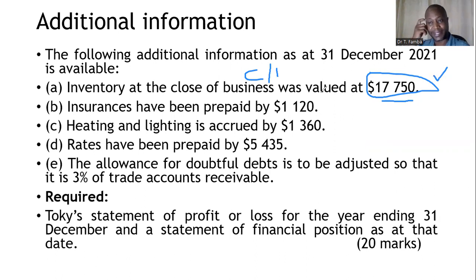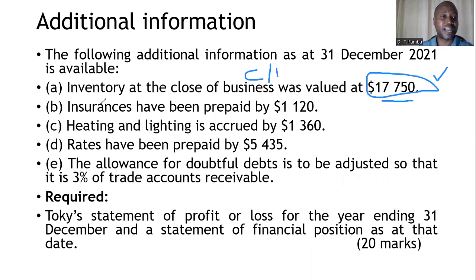What we are simply saying is that after we have traded, we remained with a certain amount of goods, and the value of those goods is an asset to us, because remember, inventory itself is an asset, because we are going to use it in future.